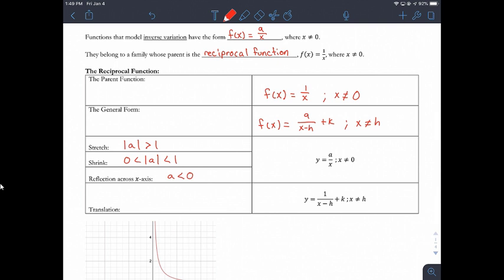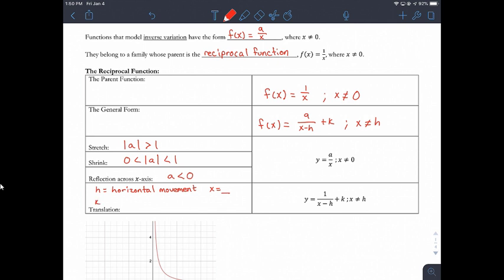Here, if you have a value in the h, you have to flip its sign, and that's going to tell you where to move it. The h value is going to tell you your horizontal movement. Horizontal movement from the origin. So for instance, if I had 1 over x minus 2, we'd be moving to the right 2 units. That's going to give you an asymptote of x is equal to some number. And we'll discuss what asymptote means in just a second.